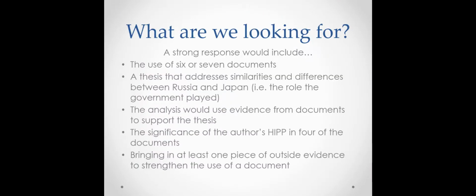So what are we looking for? Hang tight, guys. It's going to take me a few minutes to read. What are we looking for? A good response would draw on 6 or 7 documents. That is, all of them or all but one. Right now, that would be 4 or 5. To present a comparative analysis of industrialization in Japan and Russia between 1850 and 1914.